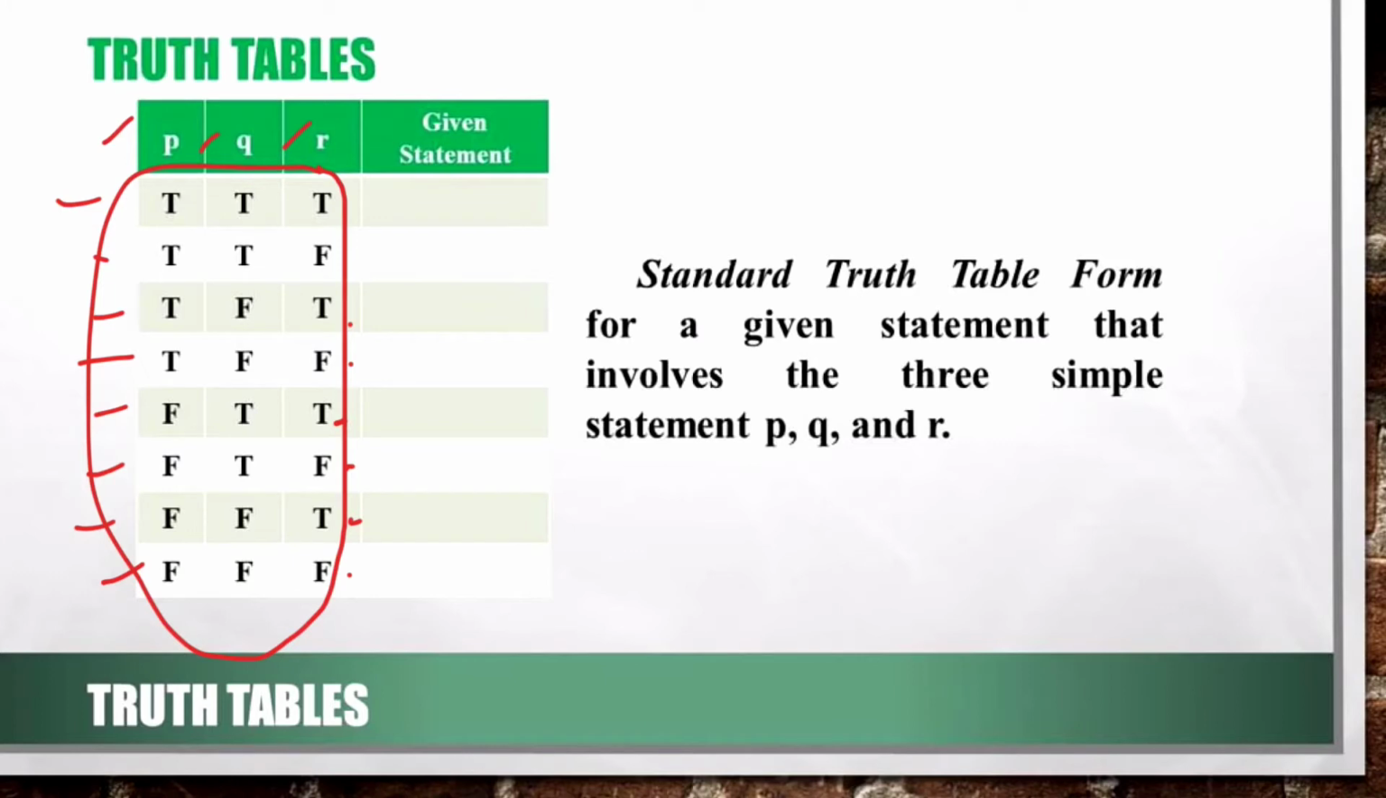So, here in the given statement, it depends on what truth values we need or want to find. So, this is the standard truth table for a given statement that has statements P, Q, R, or 3 simple statements.